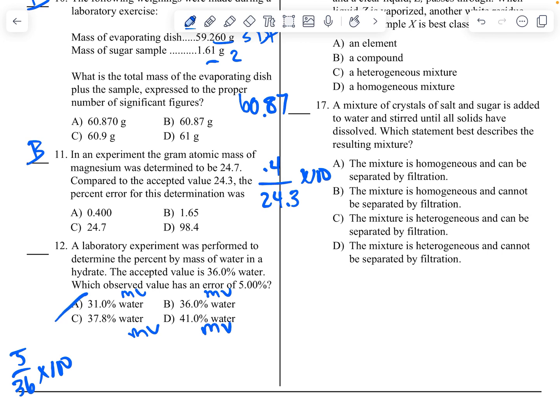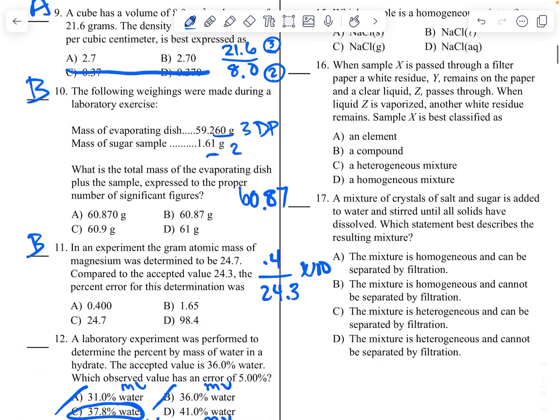In B, it would be 0 over 36. That's 0% error. Nope. 37.8 minus 36 is 1.8 over 36. 1.8 times 100 gives me 5%. That's my answer. 41. I'm not even going to do the last one. It's just not.